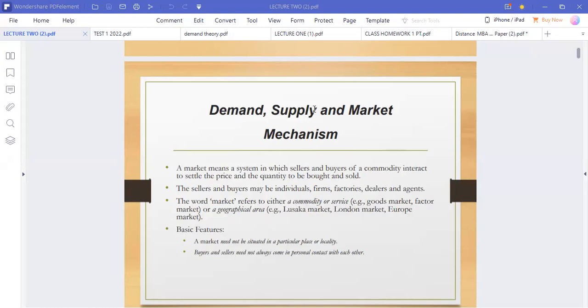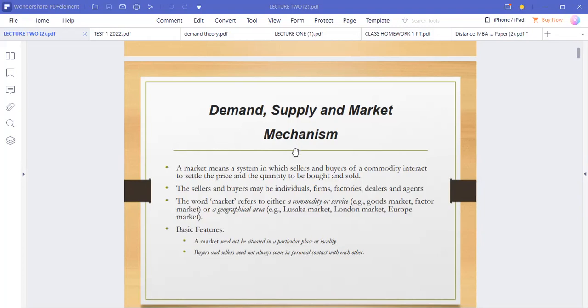So in a market, we have the following players. We have a seller, we have a buyer, and these come in the form of individuals, firms, factories, dealers, as well as agents. The term market may not per se refer to a physical place. A market for a good or service can also be virtual. As long as there's demand for a particular commodity, we're dealing with a market.